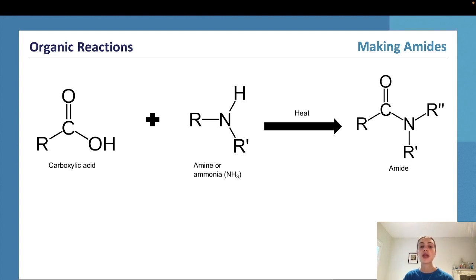And so this reaction is also reversible. In the forward direction it's a condensation reaction. We can reverse the reaction back again as a hydrolysis reaction, so we can add water and an amide in order to form either ammonia or an amine and a carboxylic acid.